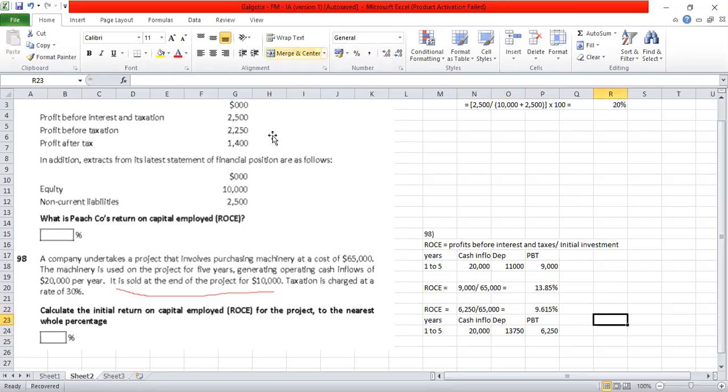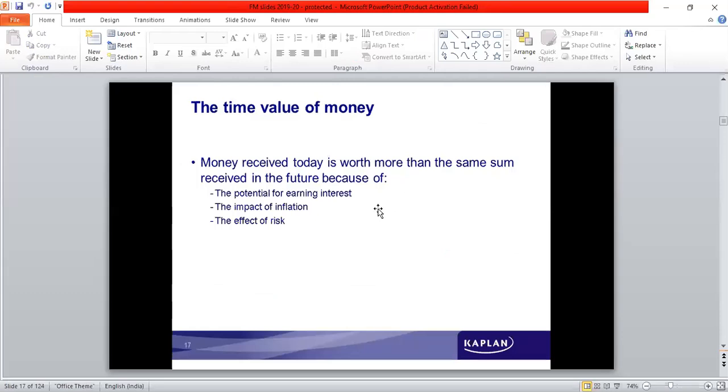Okay, we'll go back to the PPT. The investment appraisal techniques, there are two different types of techniques is what we have discussed. One is the traditional techniques, the other one is the discounting techniques. So first, the ones which we have done, payback period and ROCE, they do not consider the time value of money. But what is time value of money?